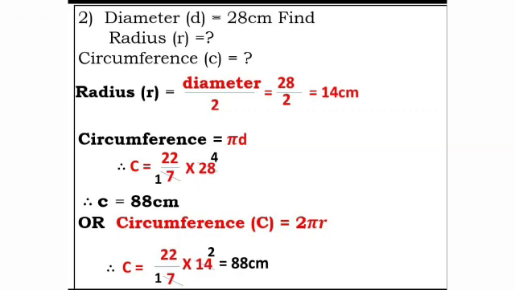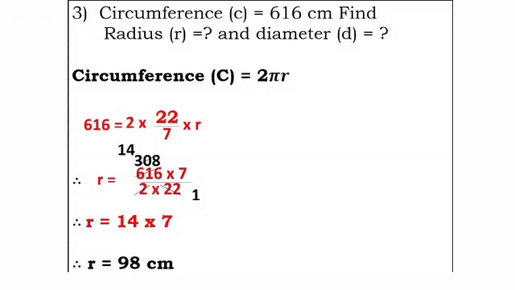So children, if you have to find out the radius when diameter is given to you, you can find by using the formula radius is equal to diameter upon 2. And even in that same sum, if you are going to find out the circumference, you can use either of the formula, that is pi d or 2 pi r.